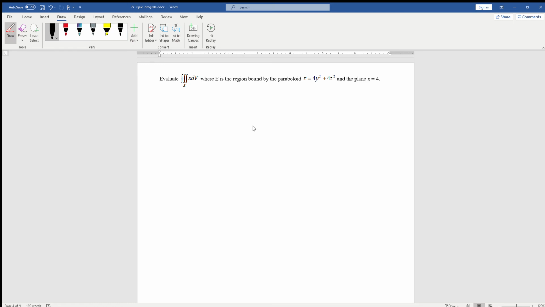Another example of evaluating a triple integral: we want to evaluate the triple integral of x dV over some region bound by a paraboloid x equals 4y squared plus 4z squared and the plane x equals 4. To figure out what to do with this, it might be helpful to draw a diagram of it.